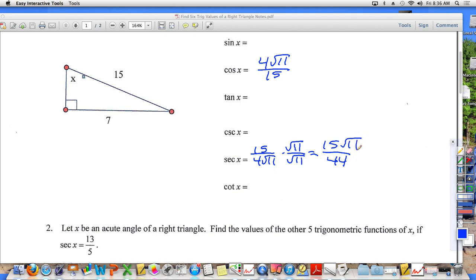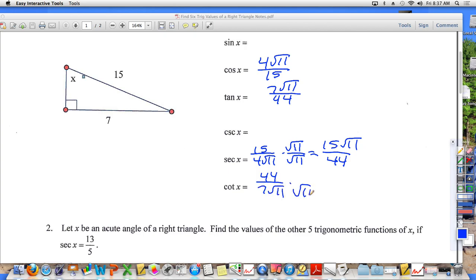Cotangent. Cotangent is the reciprocal of tangent. Okay. What'd you guys have for tangent? 7 radical 11 over 44. So now I have 44 over 7 radical 11.